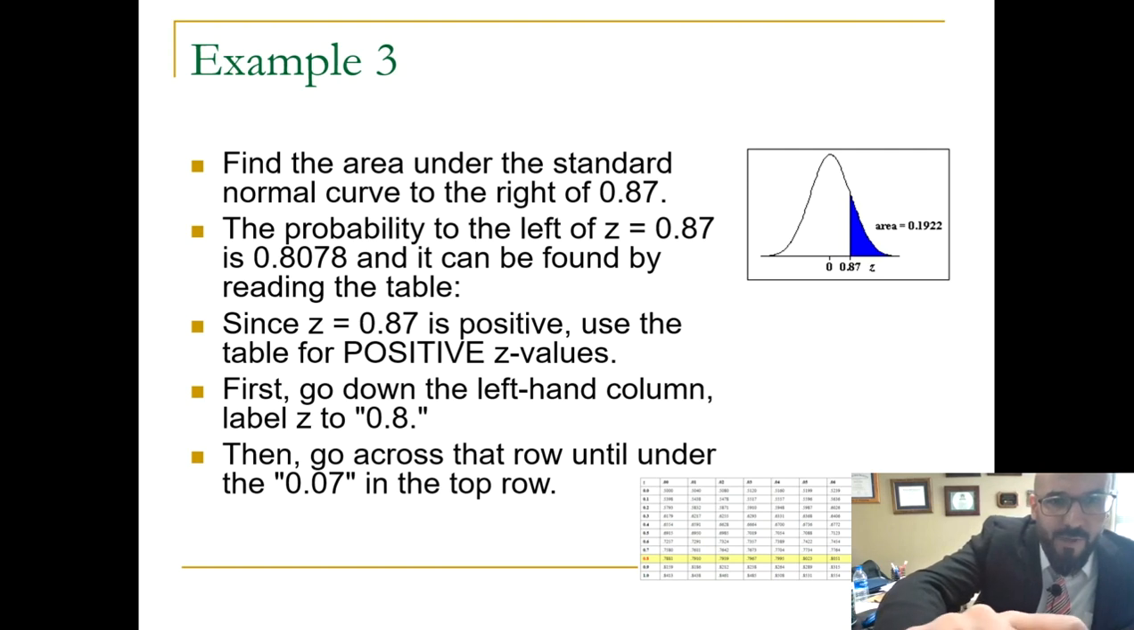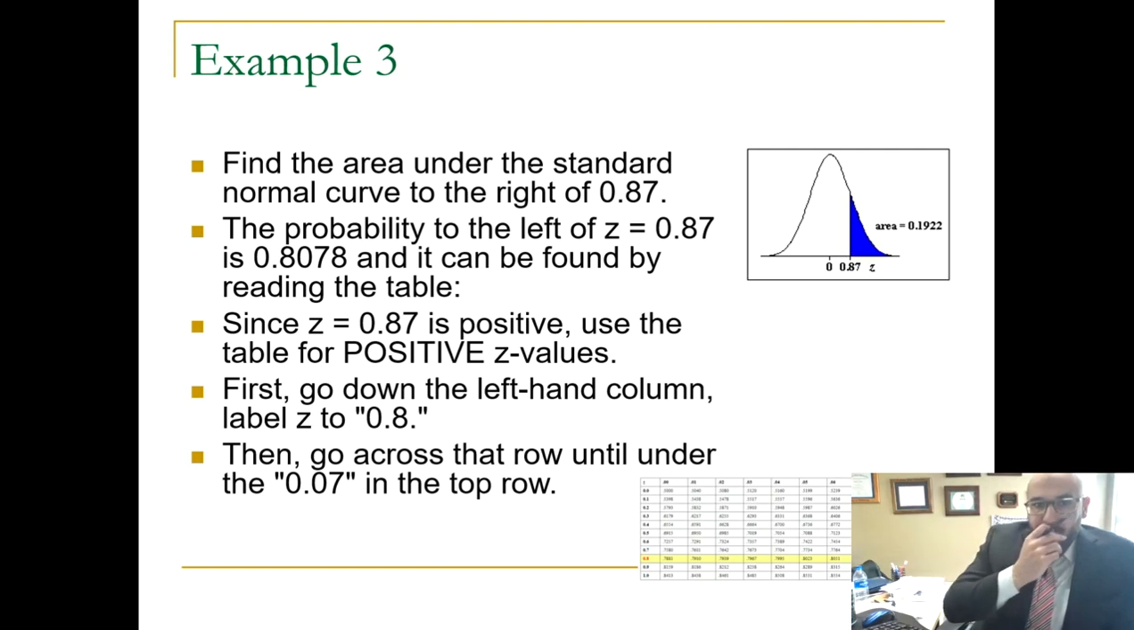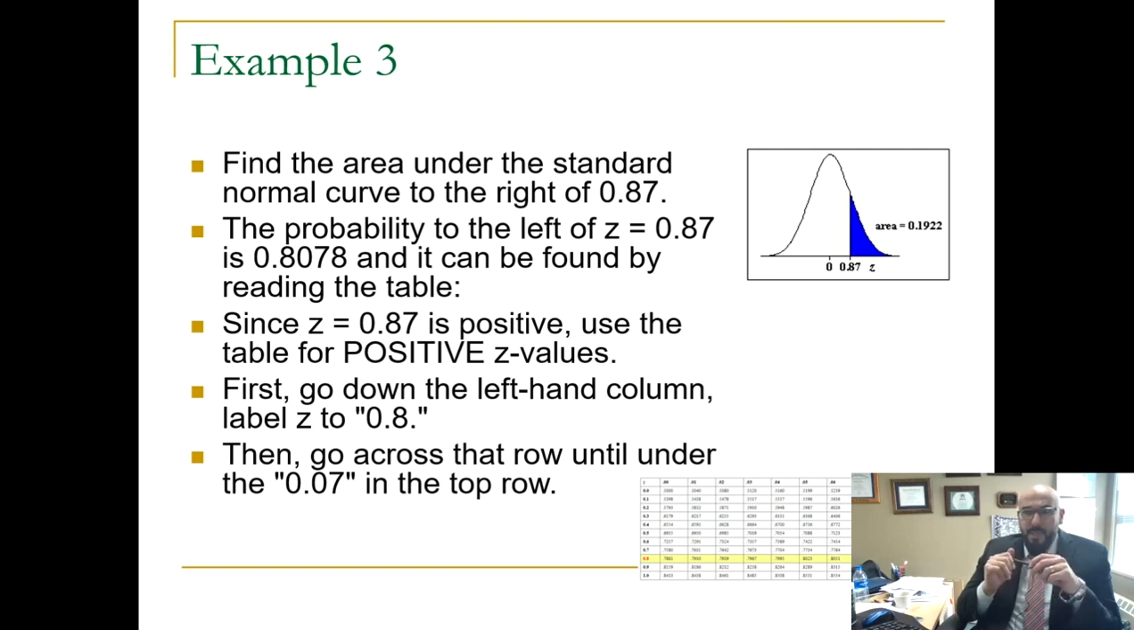So what we need to do is find the area under the standard normal curve to the right of 0.87. So this is 0.87, and we need to find the area right here. First of all, this is a z-score. It is given to us, and the point is 0.87. The area to the left is 0.8078. And how could we find this?